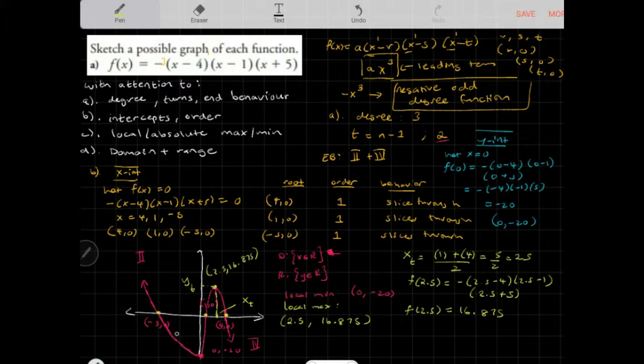And honestly, this is only possible if you guys look at the degree, the turns, right, the intercepts, the order, right? So that's the idea. That's how we can do curve sketching, by gleaning some of this information of polynomial functions.